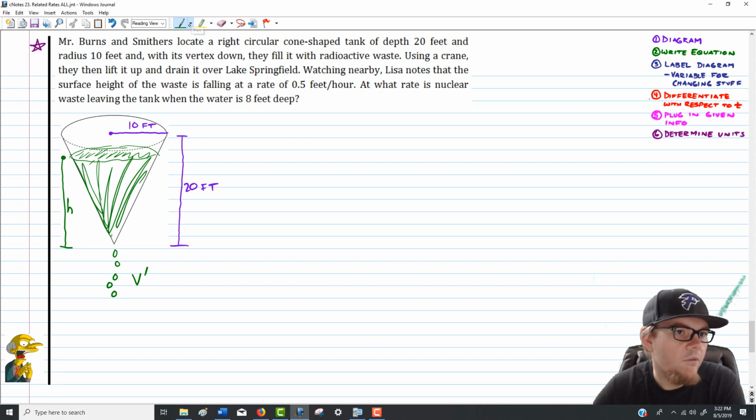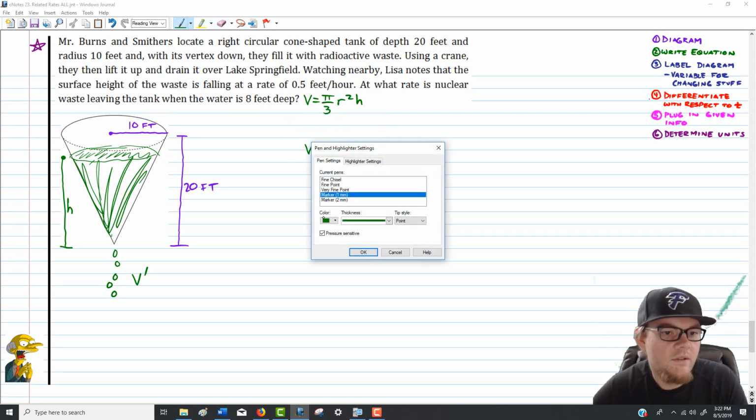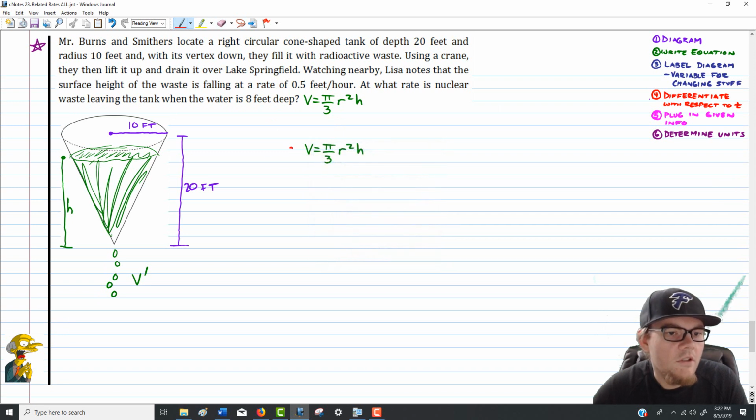As we go forward and write our equation, we do need to know the volume of a cone. The volume of a cone is pi over 3 r squared h, the volume of a cone with radius r and height h. Given that that is our volume, we can go ahead and differentiate this. There's just one big problem.